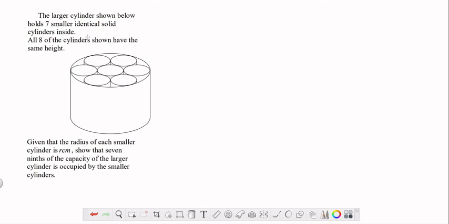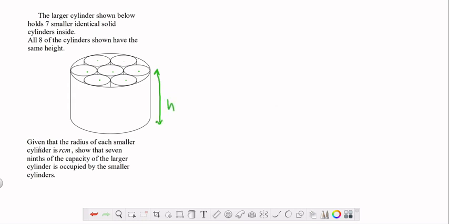The larger cylinder shown below holds 7 smaller identical solid cylinders inside. So 7, right? Altogether there's 1, 2, 3, 4, 5, 6, 7. All 8 cylinders, right? How does it become 8? Well, you've got one big cylinder and 7 small cylinders. These all have the same height. Let's just call it H, H for height.